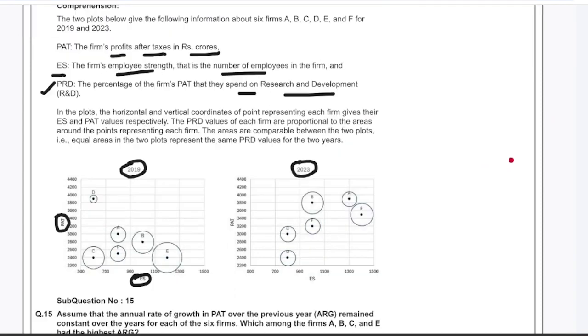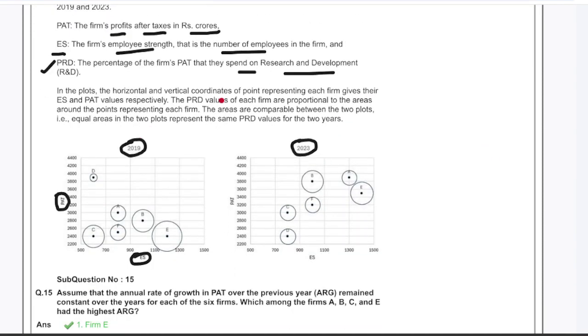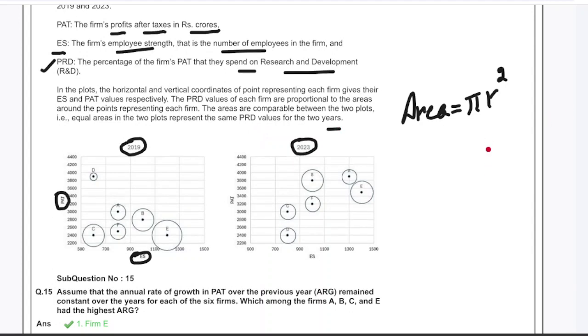Then they've explained a bit further in the plots: the horizontal and vertical coordinates of the point representing each firm give their ES and PAT values respectively, as we just said. The PRD value of each firm is proportional to the area around the point representing the firm. Now the area of a circle, we know, is pi r square, so it is going to be proportional to that. Their areas are comparable between the two plots, that is, equal areas in the two plots for the same PRD, the percentage of the firm's PAT they are spending on R&D in the 2 years. This is the information given to us.